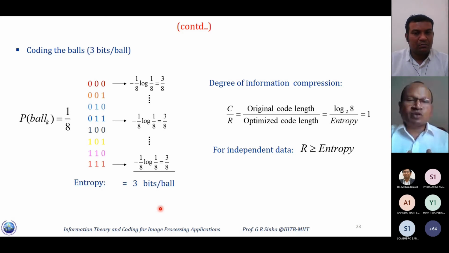So 3 bits will be required to represent one ball, that event. So the degree of compression which you can calculate is 1 when both are same.